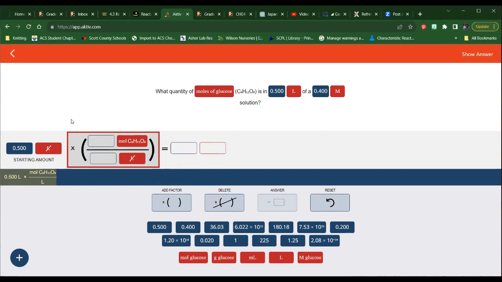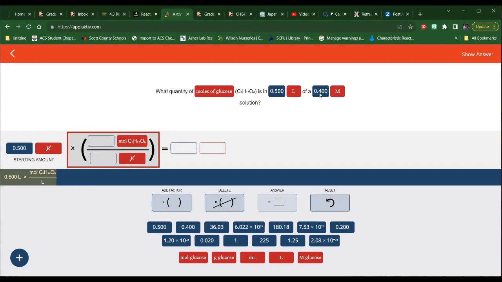Then I'm going to look back at my question and see I have 0.4 with this capital M. Hopefully we remember that capital M is moles per liter, so we know that should go in that spot. If not, then you're going to want to check through your notes and see what has units of moles per liter, because we want something with a ratio. A factor is a ratio.